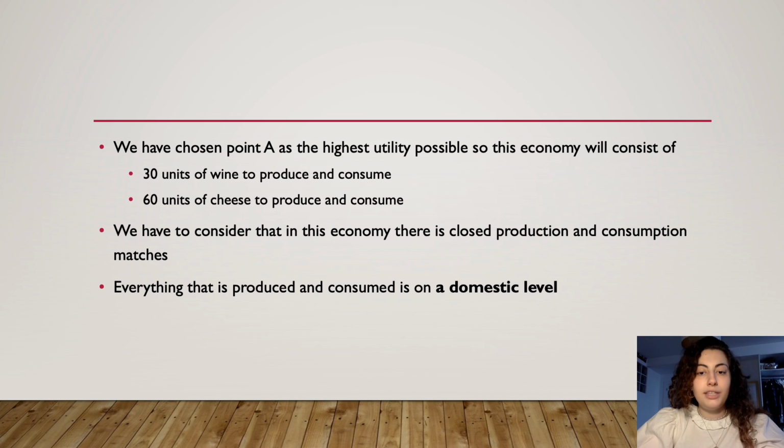Okay, so with this data obtained, we can get some conclusions. We have chosen point A as the highest utility possible. So this economy will consist of 30 units to produce and consume of wine and 60 units to produce and consume of cheese, considering that this economy is closed and the production and consumption have to match, and everything is produced and consumed on a domestic level.